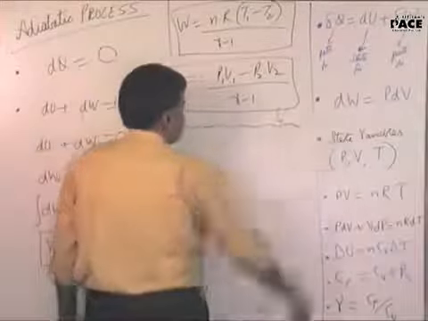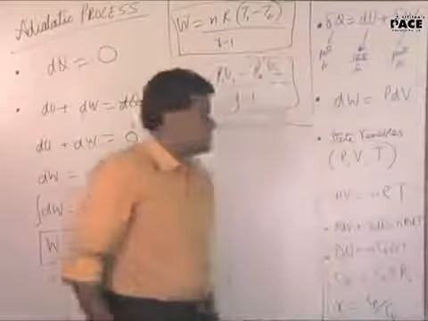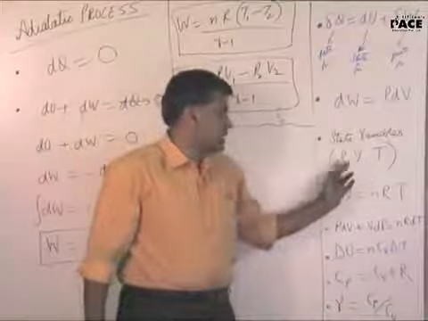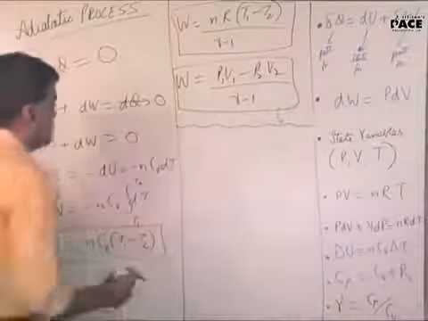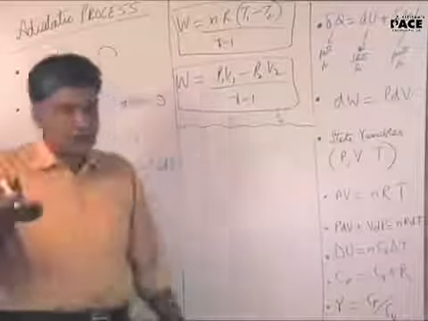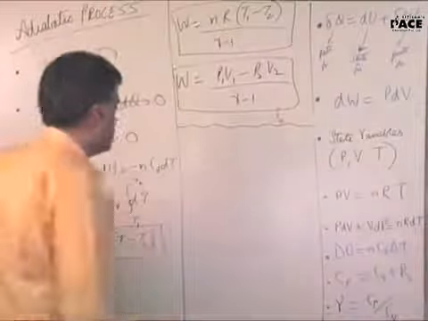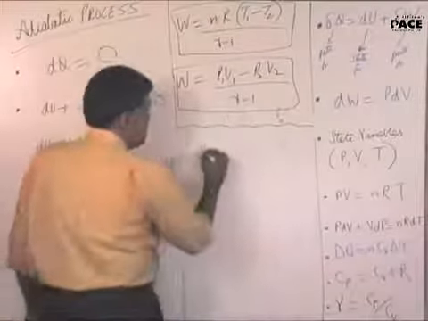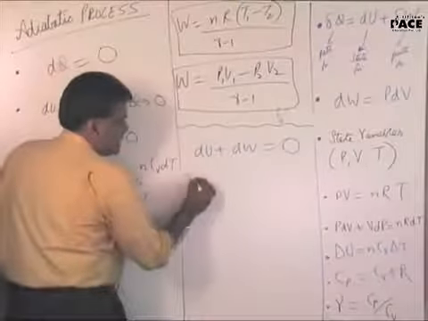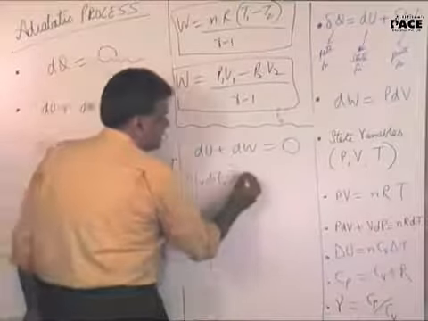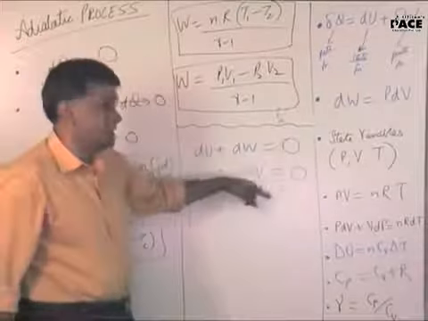Then, further, we'll find the adiabatic relations. What are the state variables for adiabatic processes? Let us see. You are saying certain things, I want to derive that. Okay? So, how do we derive that? dU plus dW happens to be 0. First statement, nCv dT plus P dV equals 0. Same thing I have rewritten in this form.